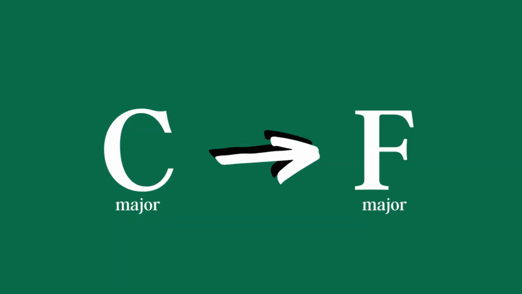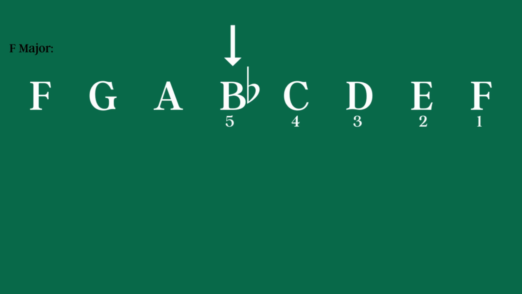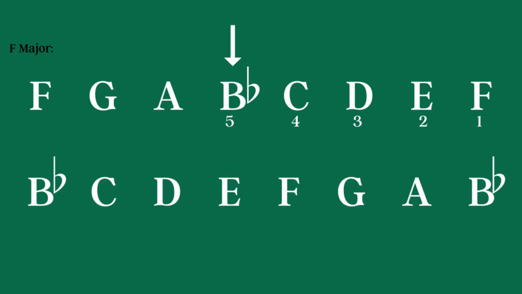We can find the remaining flat keys using the same process we used to find the sharp keys, except this time we're moving down in fifths. A fifth below F is B flat. Here's the F major scale. And the same scale starting on B flat.